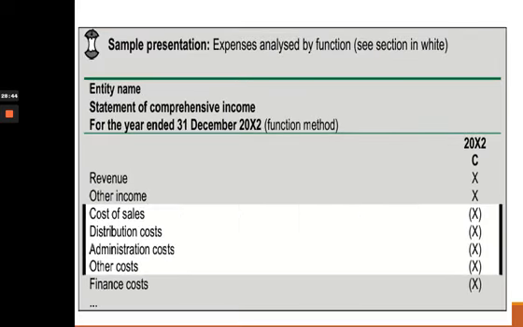Under the function method, you can see these have been classified into different functions of the business: sales, distribution, admin, and other. So you will have examples of these in your tutorials for you to practice, and the classifications of sales, admin, distribution, and other will always be given to you in a question. You will not need to make that classification yourself. You will always be told what is considered to be sales, admin, distribution, and other.